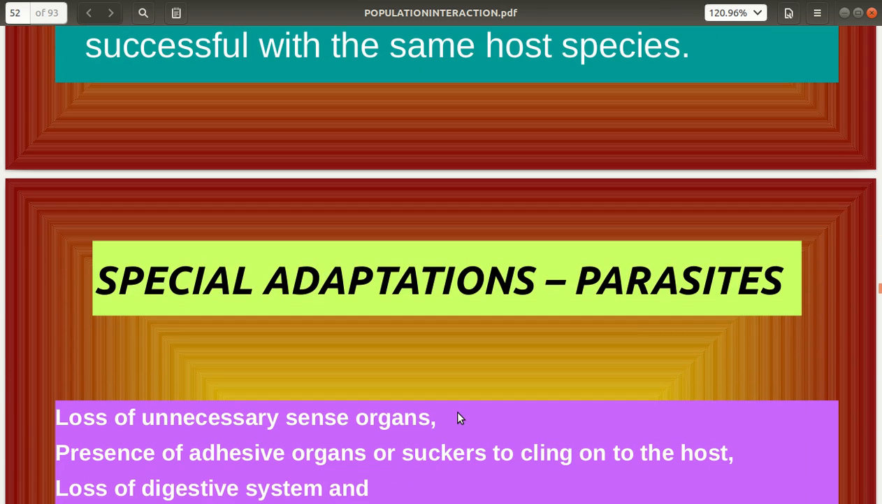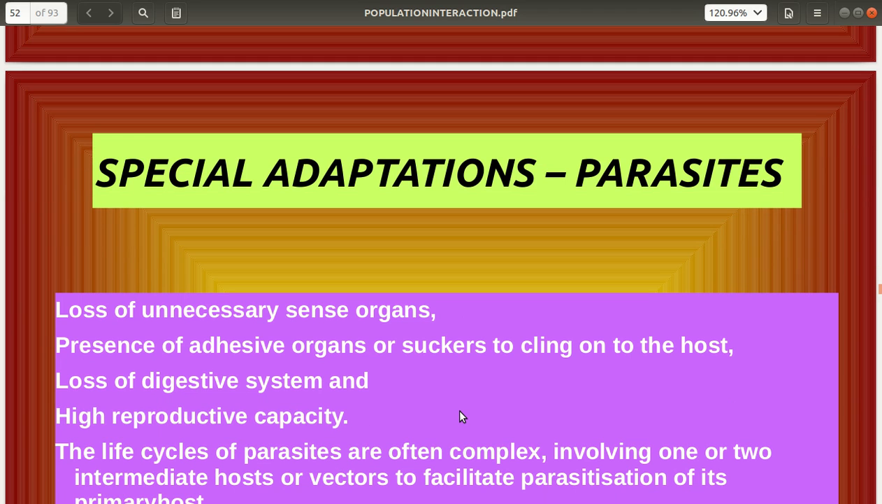Now, the special adaptations noticed in parasites are the loss of unnecessary sense organs, especially in tapeworm and roundworm. They don't require sense organs, and they have adhesive organs or suckers to cling on to the host. They have to hold on to the host and should not get digested by the enzymes too. Most of them have lost the digestive system, because if they are infecting the intestine, they get the digested food directly. And they have high reproductive capacity, because their survival chances are very low.